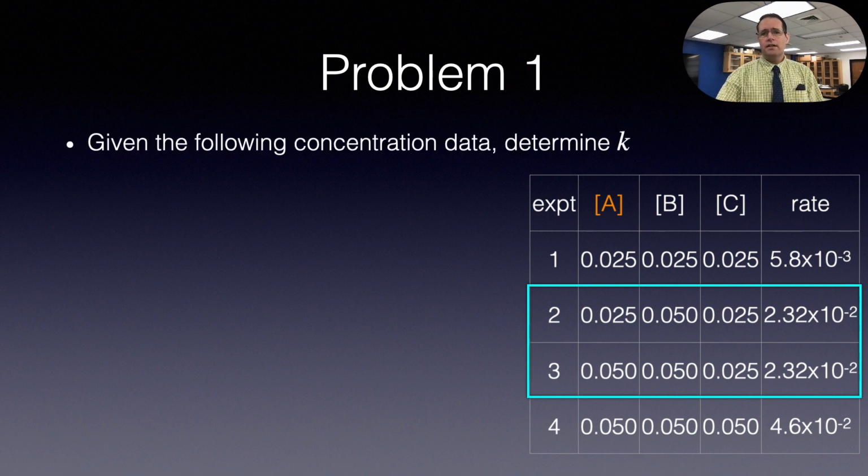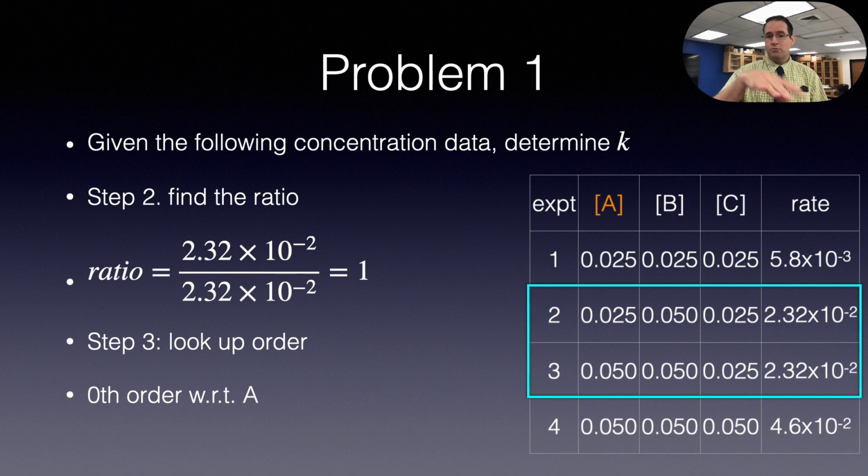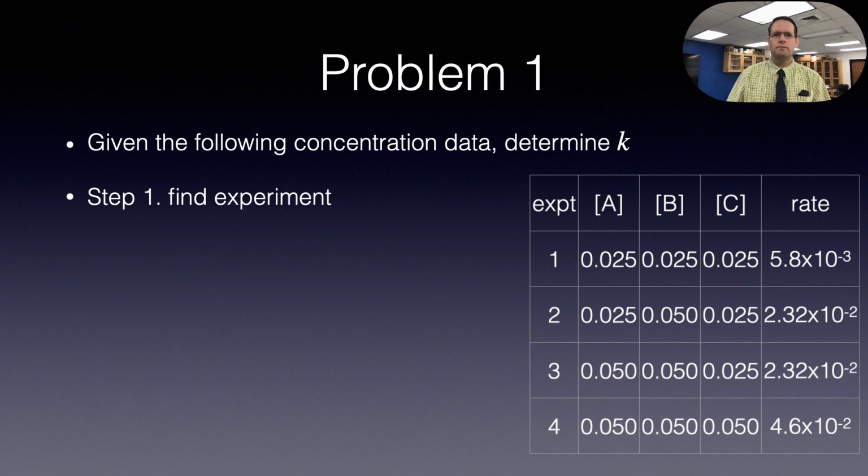And we're going to go ahead and do that here, okay? So the ratio is 2.32 times 10 to the minus 2 divided by that same number, which is 1, all right? Again, we want to look up the order, and I didn't put the table here on my slides, but that's 0 order with respect to A. So I'm just going to jot this down in the upper left-hand corner for later use and referral, okay?